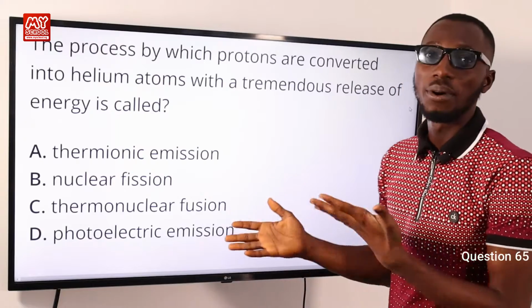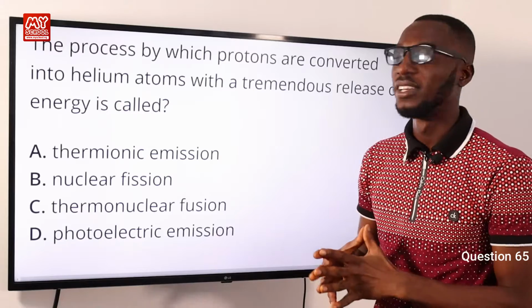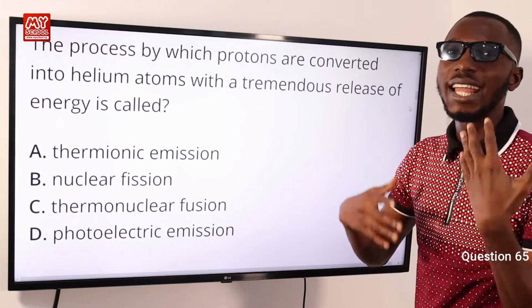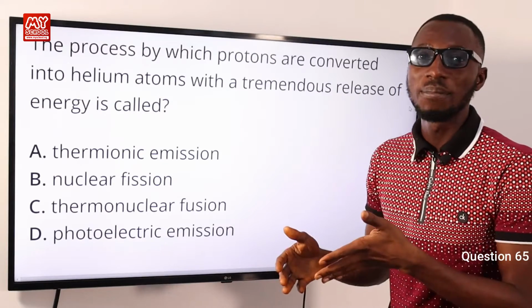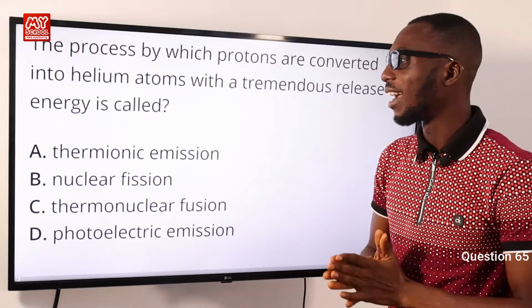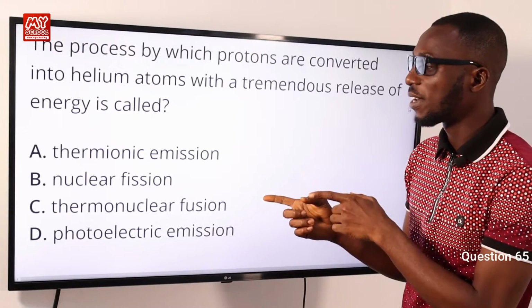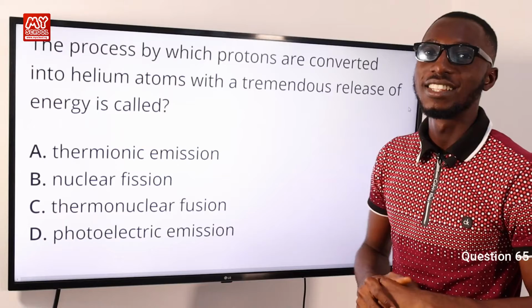Okay, an example occurs in stars, for example the sun. Hydrogen atoms are being fused together under intense pressure and heat to generate helium atoms, okay, which we have here, and a lot of heat energy. So that is why we refer to it as thermonuclear fusion. Okay, option C is very correct.